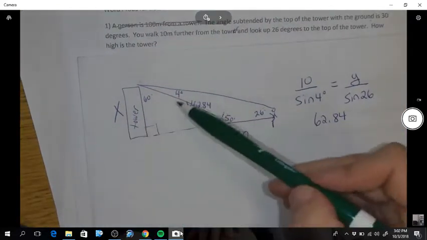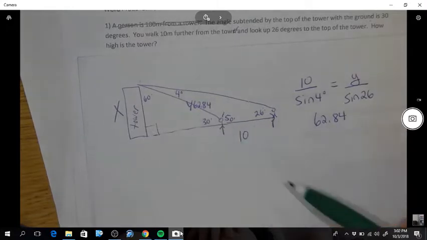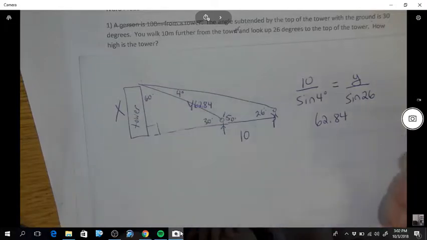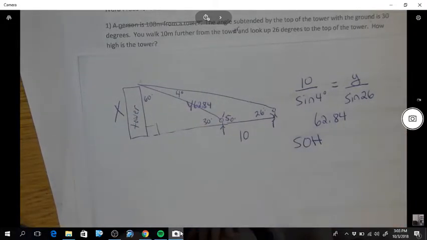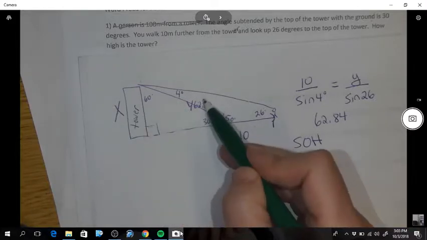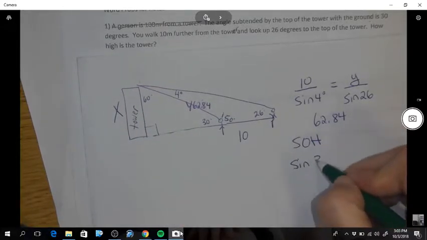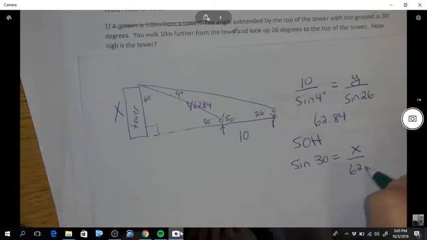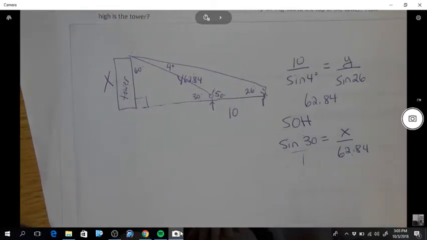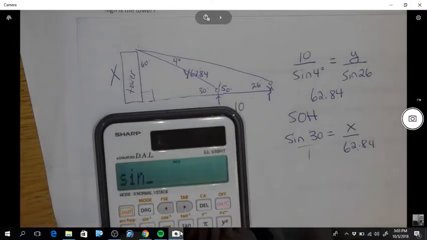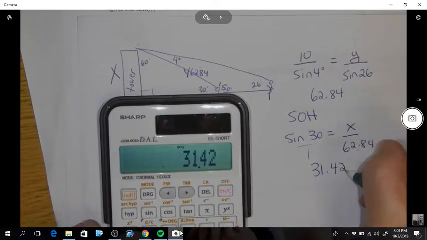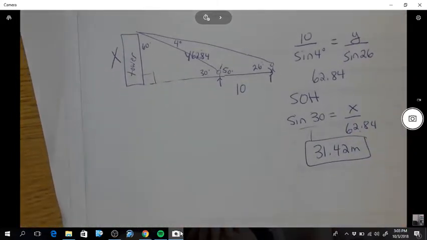Okay, now I'm going to go right triangle stuff. So I'm thinking SOHCAHTOA. You could also use sine law as this ratio and this ratio, but I like my SOHCAHTOA stuff, and I'm going to pick sine. Sine 30 is the opposite to the hypotenuse ratio. So that means in a cross multiply, I would multiply those two together. So sine 30 times 62.84, 31.42 meters is the height of the tower.